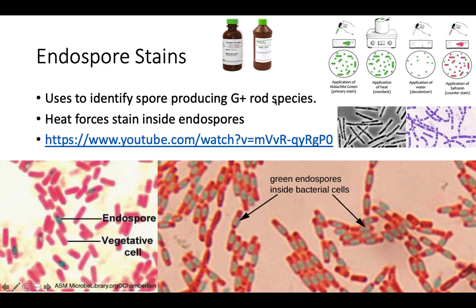And quite a lot of pathogenic species, gram-positive rod species, form endospores that are important to humans. These endospores can also cause problems in people as well. So that is something to note.